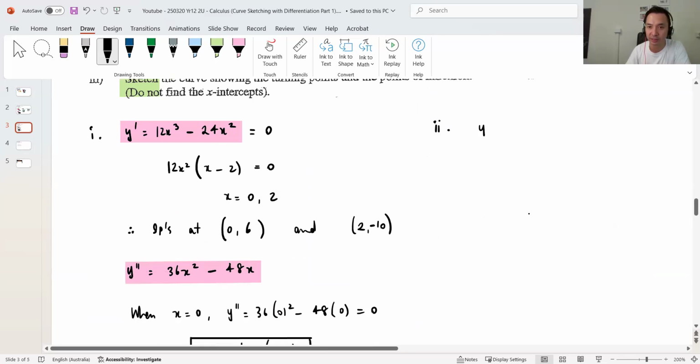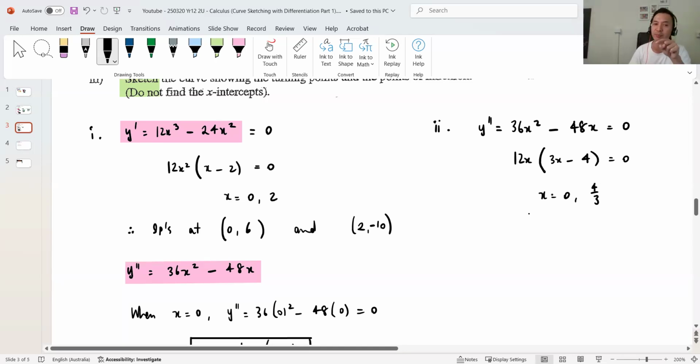Now, part 2. To find the inflection points, set the second derivative, which is 36x squared minus 48x, equal to 0. That's the pink highlight there. Factorize 12x: it's 12x times (3x minus 4). So x equals 0 and 4/3. I knew 0 was there because I knew it's a horizontal inflection point. I already know that it's a hip.